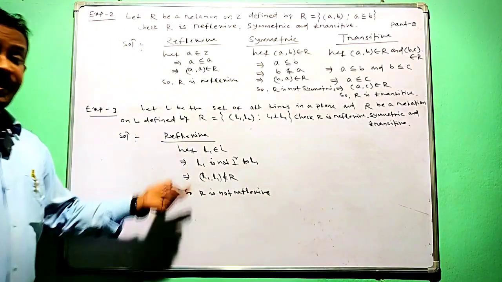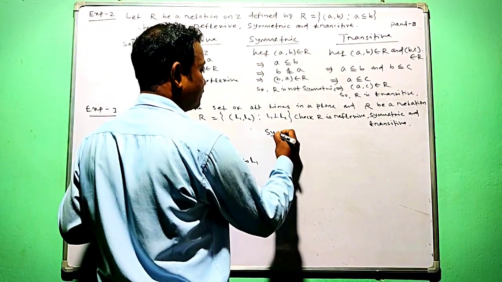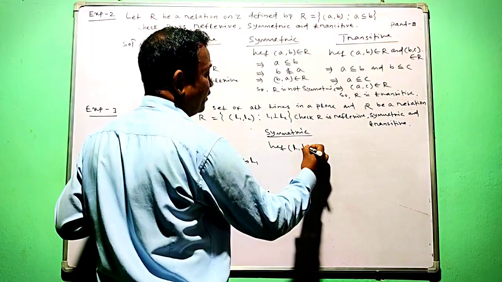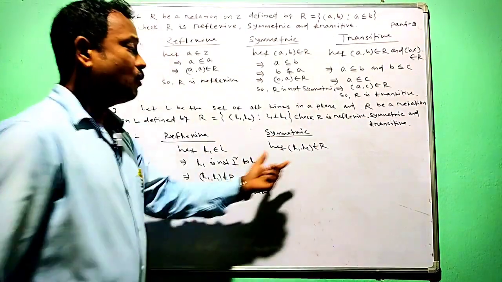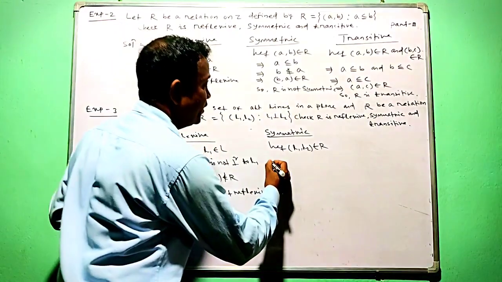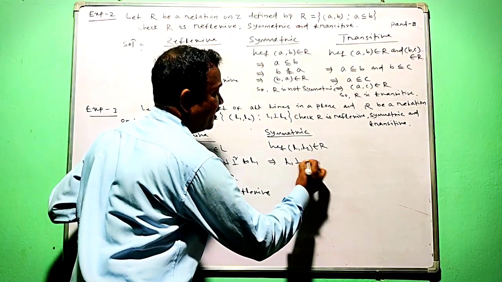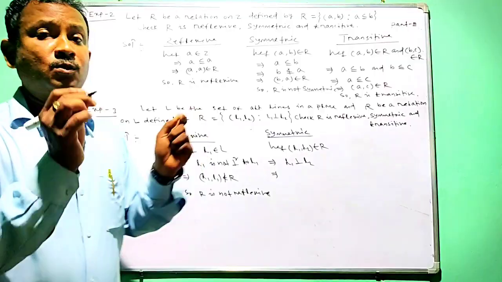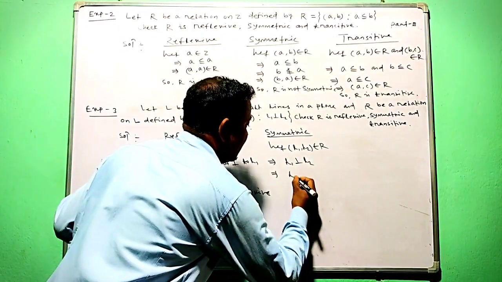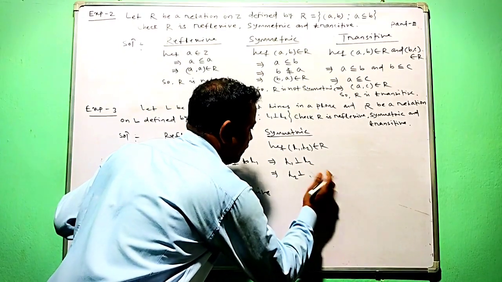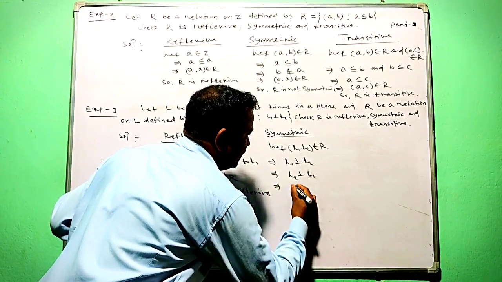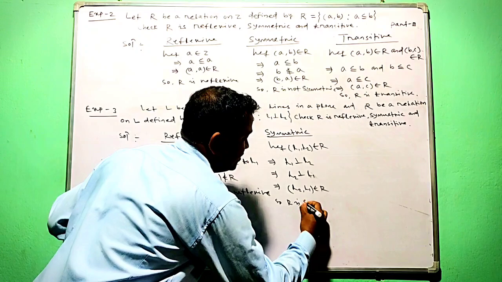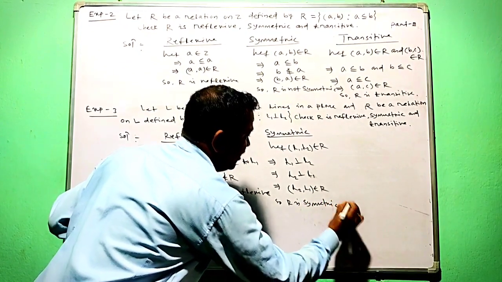Next, we test symmetric. Let (L1, L2) be an element of R. (L1, L2) being an element of R means we write L1 is perpendicular to L2. One line L1 is perpendicular to L2, that means L2 is also perpendicular to L1. That implies (L2, L1) is an element of R. So R is symmetric.